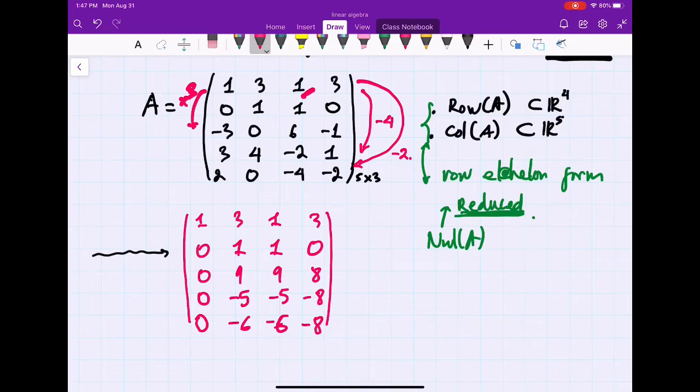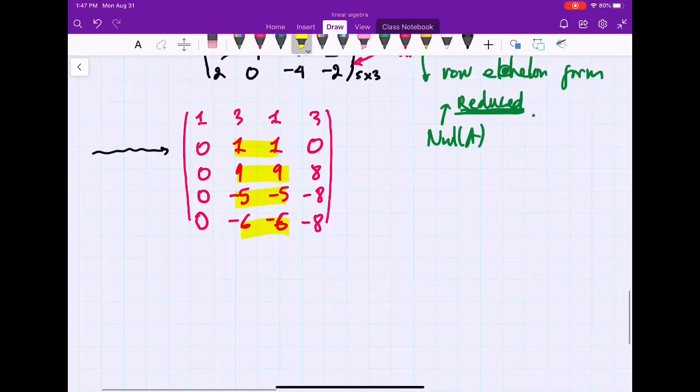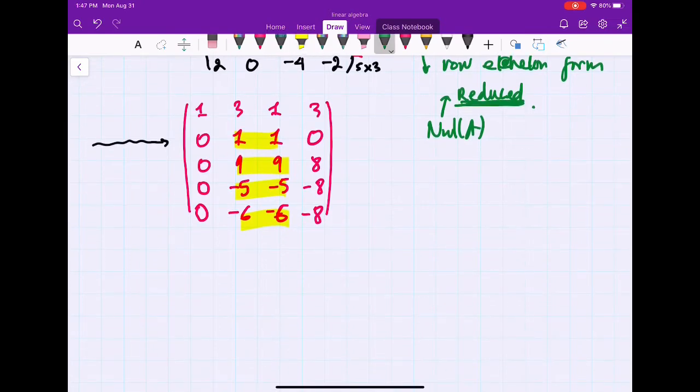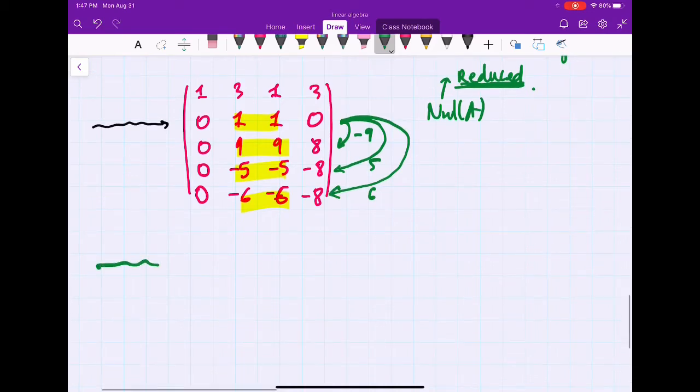Right? Now you can see you have 8, 1 in here, 8, negative 5, negative 6, right? So basically you multiply the second row by negative 9, you add to this, right? And then you multiply with 5, you add to this. You multiply this with the 6, you add to this. You have a very nice form as follows.